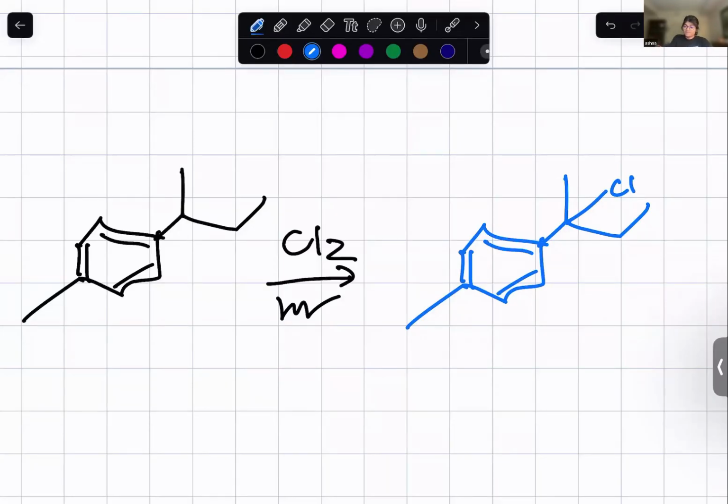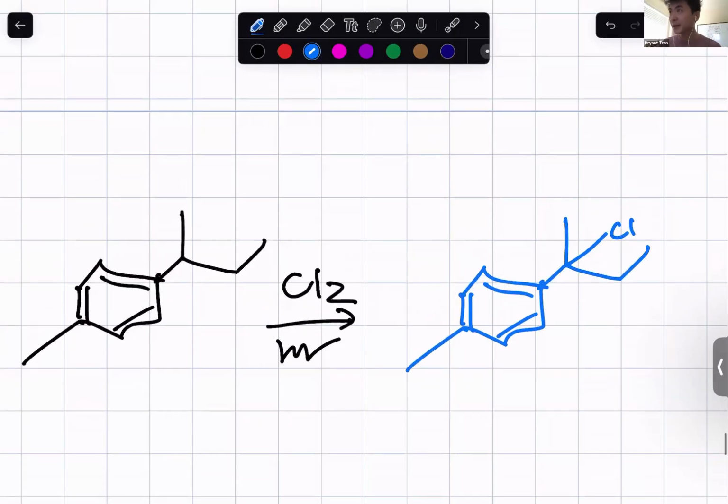Okay. Yeah, that makes sense. I think I have the last. The last one is 48. Which radical is the most stable? Okay. What answer did you get?